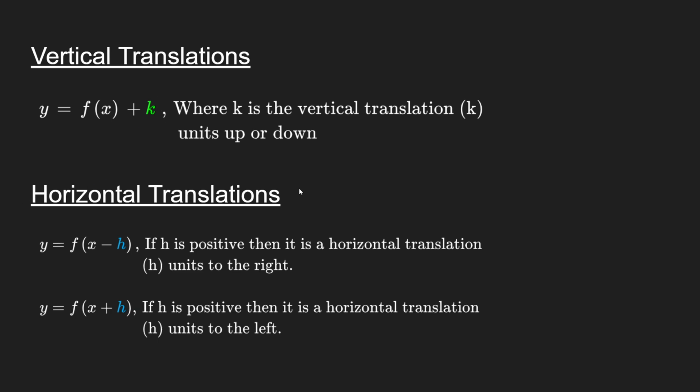And for horizontal translations, it's y is equal to f of x minus h. Notice how the h is right beside the x, inside the brackets. So basically, if h is positive, then it is a horizontal translation h units to the right. If we're subtracting a positive h here, then we're going right h units. Same thing for this here, a similar case. If we're adding h, and if h is positive, then it's a horizontal translation h units to the left. So we're going h units to the left if we're adding something here. And there we go.